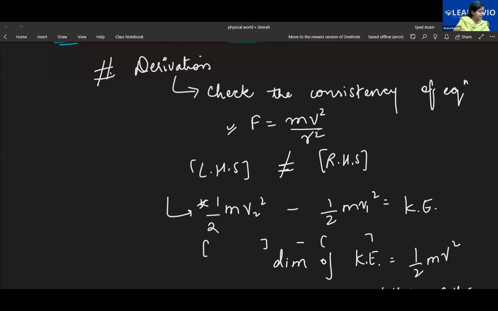I'll start with differentiation in the next class now. Differentiation, the calculus part we'll do. Just write, text me, then I'll end the class. So this completes the first chapter.